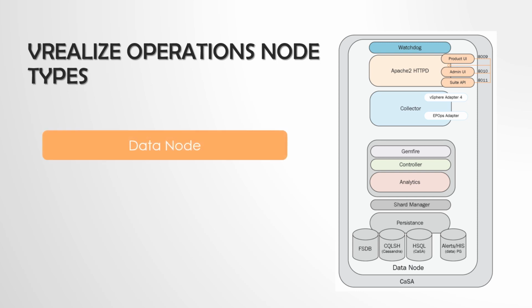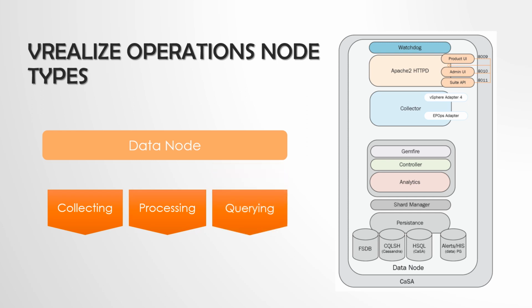Now the next node is the data node, and it is a standard role of a vROps cluster. In the beginning, when you add a new node to the cluster, it will be deployed as a data node only. As you can see in the image, the data node has similar components as the master except for the GemFire locator, NTP server, and the central DB. So it can also collect the data, process the data, and also perform querying of the data.